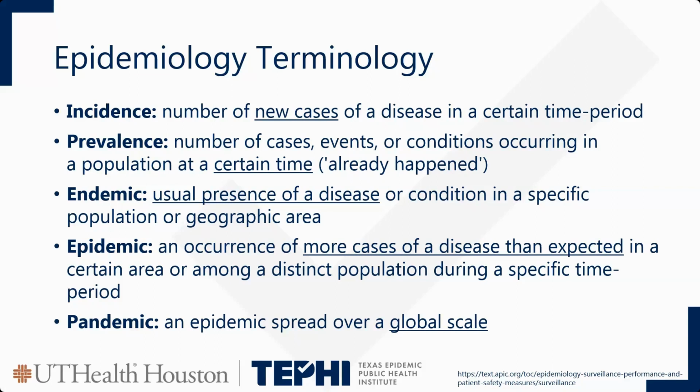The next term we'll be discussing is endemic. This is the usual presence of a disease in a specific population or a geographic area. An epidemic is an occurrence of more cases of a disease than expected in a certain area among a certain population during a specific time period. And a pandemic is an epidemic that is spread over a global scale.